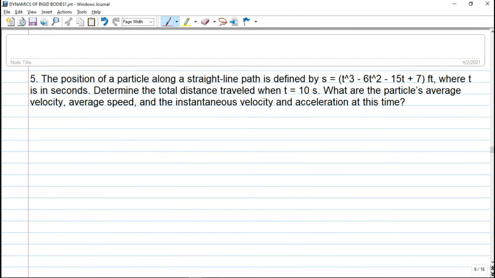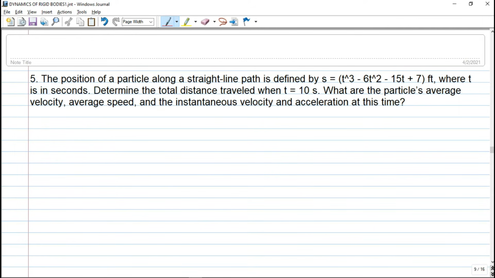In this last problem, guys, we have the position of a particle along a straight line path defined by s equal to t cubed minus 6t squared minus 15t plus 7, that is in feet, where t is in seconds. Determine the total distance traveled when t is equal to 10 seconds. What are the particle's average velocity, the average speed, the instantaneous acceleration, and the instantaneous velocity at this time?